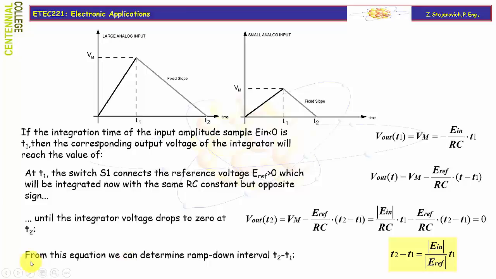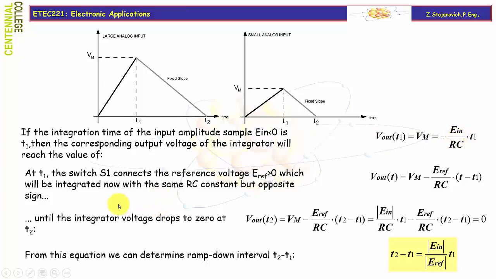If the integration time of the input amplitude sample, here assume that EIN is negative, is T1, then the corresponding output voltage of the integrator will reach the value which we designate here arbitrarily as Vm. Vout is a linear function of time. If we want to calculate the value of the output voltage at moment T1, we substitute the value of T with T1, and then this value represents the maximum voltage we will reach. Of course, it's related once again to the negative amplitude of EIN.